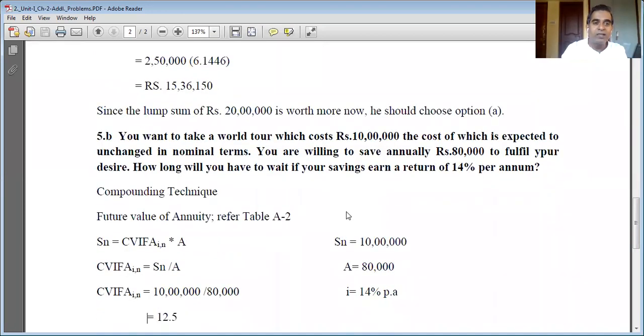And after finding the answer, you simply cannot stay quiet. Here your answer doesn't end. Your answer ends with this sentence. Remember, those who do not write will lose marks. So since the lump sum of 20 lakh rupees is worth more now, you should choose option A. Remember this. So this is how you need to think and understand and apply your mind.